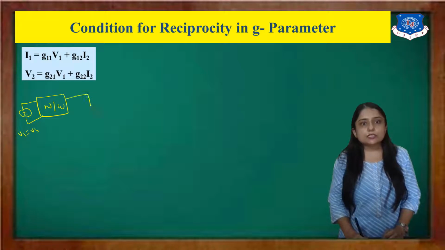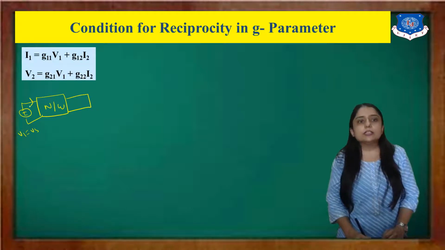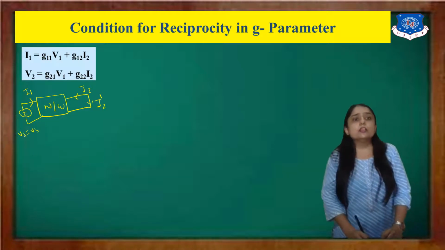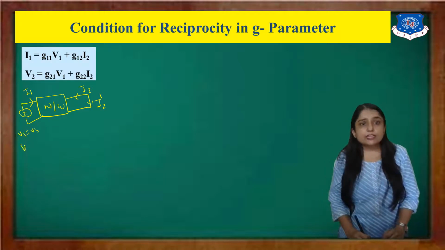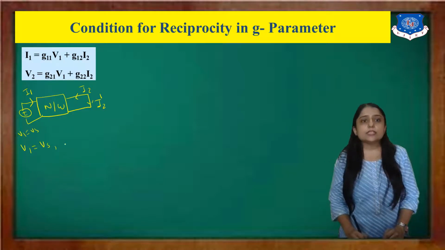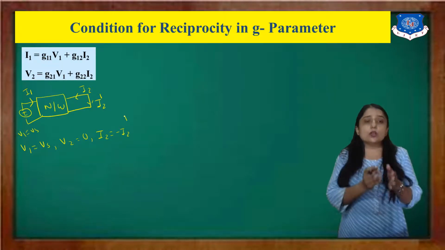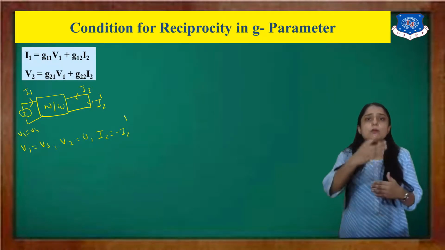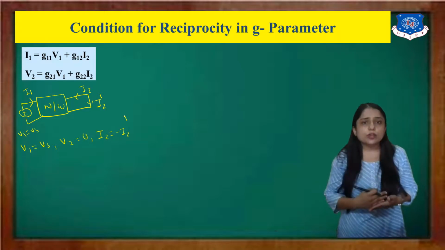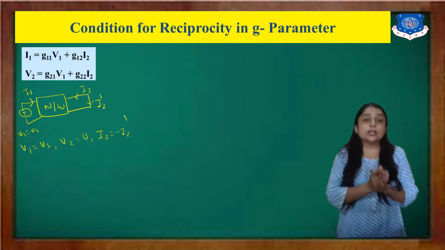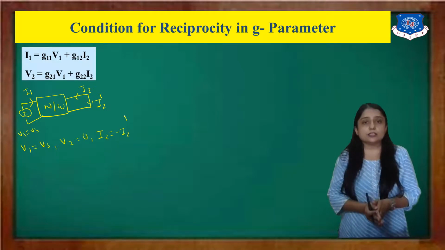And here I am considering this as a short circuit. This current I am considering I1. This is I2 and here I have I2 dash. So by looking at this diagram, we can say that V1 equals Vs, V2 equals 0 and I2 equals minus I2 dash. So I have to put all these values in the above equations and then find out the value of I2 dash, that is in terms of G and Vs.